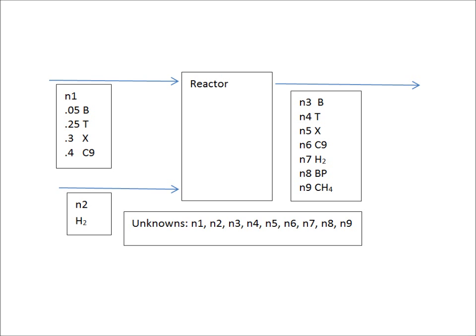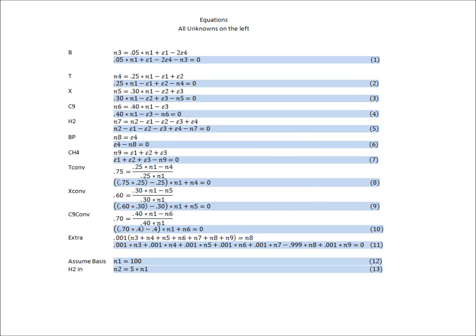Our unknowns then are N1 through N9. Because you're using extent of reaction though, once we write out our equations, we'll also have 4 additional unknowns, which are our 4 squiggles. Next, we will go over our equations. All of the equations need to be written so that our unknowns are on the left and all of our knowns are on the right. This way we can set it up in a matrix and solve the entire equation.